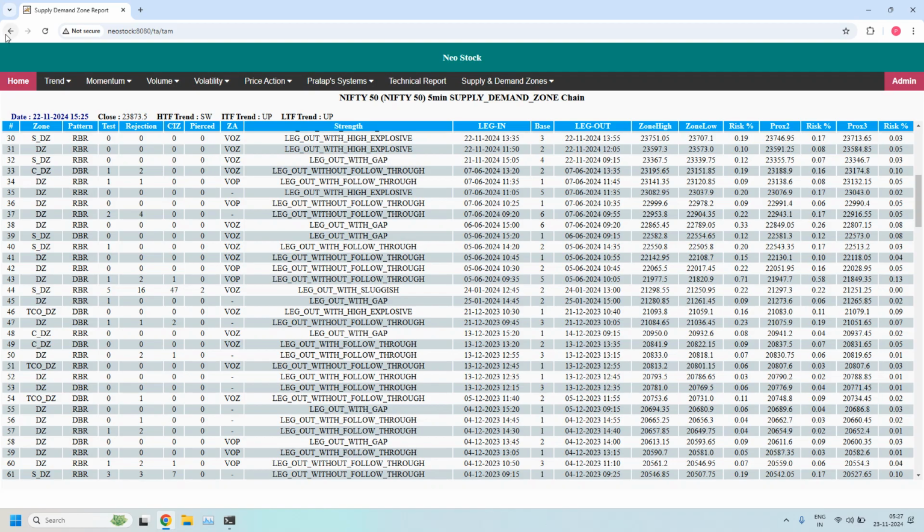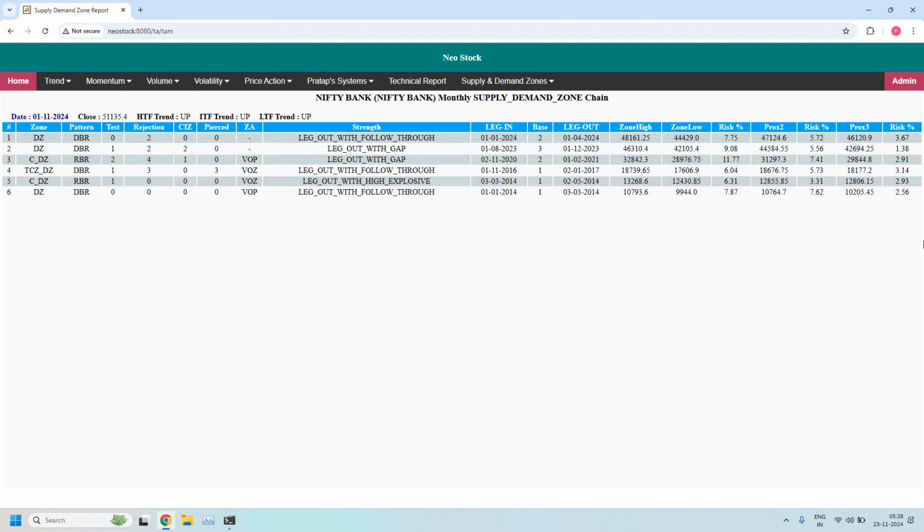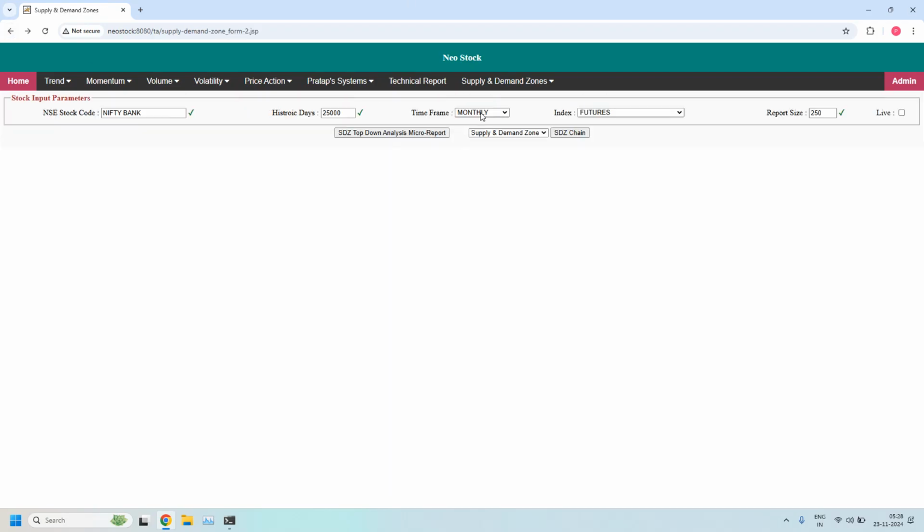Next, let's generate for BANKNIFTY, NIFTY Bank. Start with the monthly time frame, generating monthly supply demand zone chain for BANKNIFTY. Next time frame is weekly, generating weekly supply demand zone chain for BANKNIFTY.